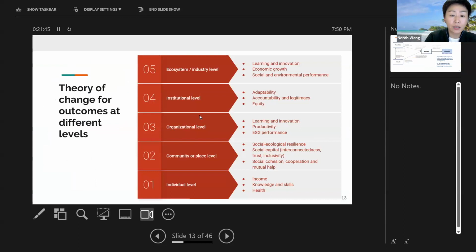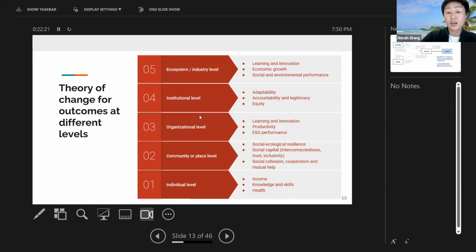Okay. So by showing you these examples, I hope we are quite clear now that when we design our impact assessment plan, when we plan our impact assessment research, we need to be quite clear about what level we are talking about. Are we talking about intervention at the individual level or outcomes at the individual level? Or are we talking about intervention or outcomes at the community place-based level or organizational level?